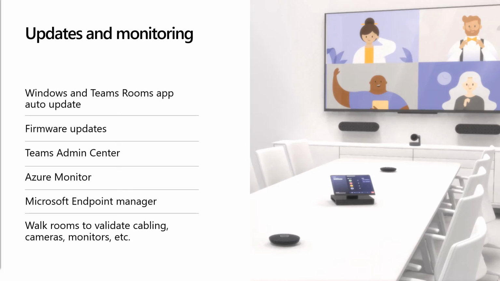Teams Admin Center can be used to view statistics on the reliability of your meetings, as well as the availability of your devices. Teams Rooms Admin Center can show if a device is unreachable. You could use Azure Monitor to alert yourself of situations such as cameras being disconnected. And you can also use things like Microsoft Endpoint Manager, Operations Manager, or Intune to keep track of your devices. Also, it's a good idea to walk the room to validate that the cabling, cameras, monitors, etc. are still working as expected.